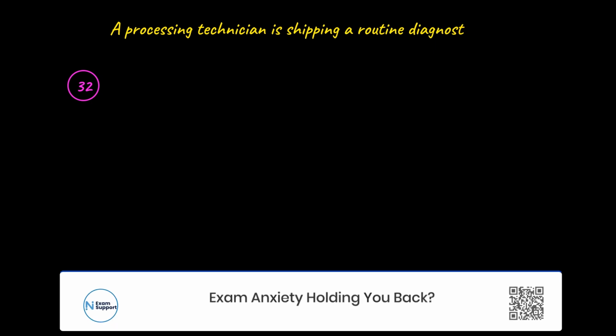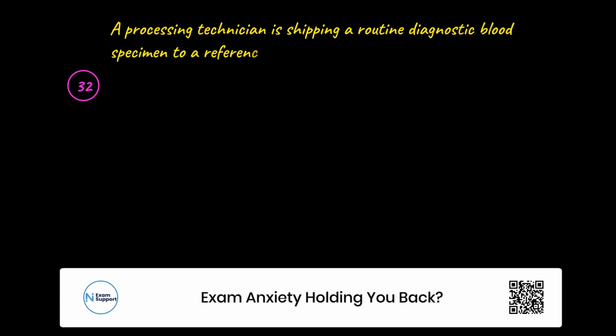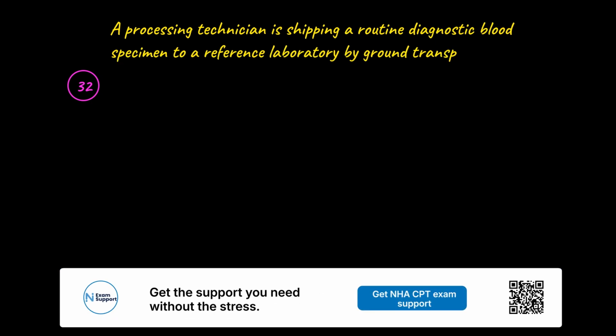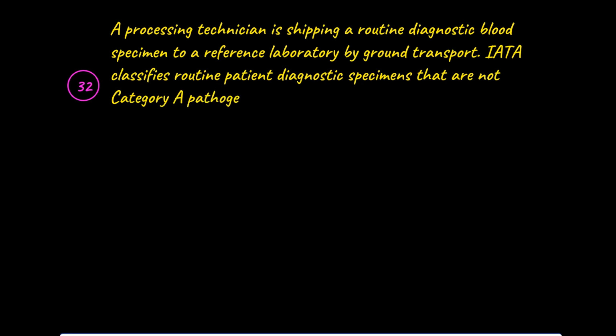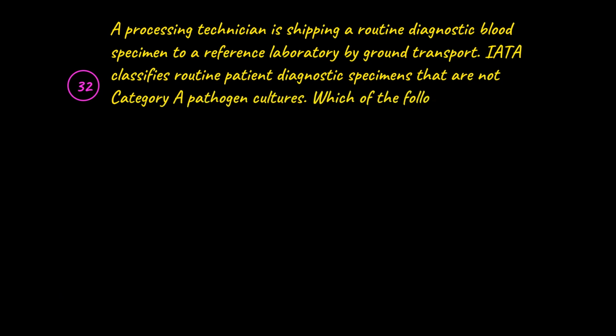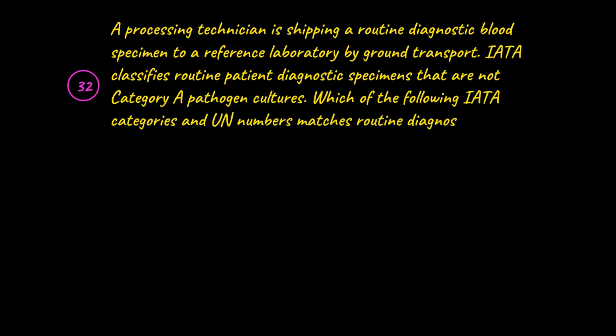Question 30. A processing technician is shipping a routine diagnostic blood specimen to a reference laboratory by ground transport. IATA classifies routine patient diagnostic specimens that are not Category A pathogen cultures. Which of the following IATA categories and UN numbers matches routine diagnostic patient specimens?